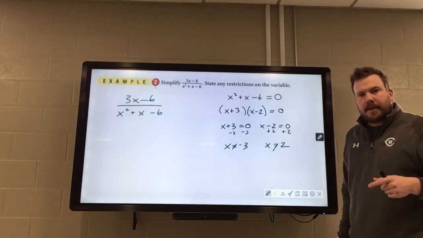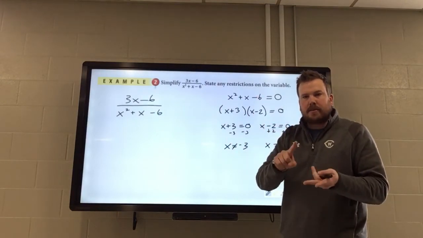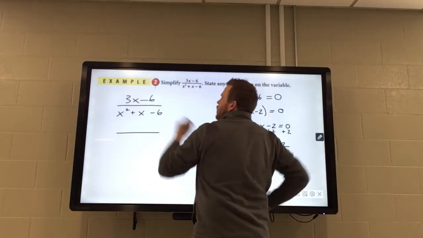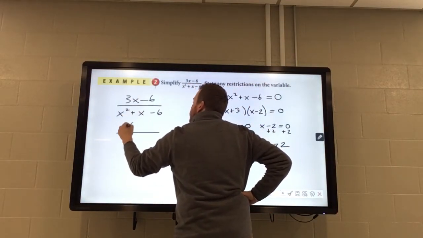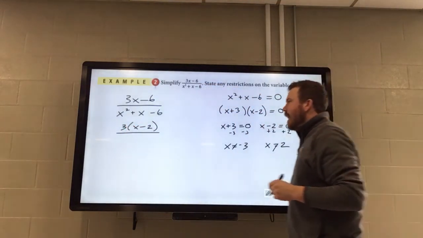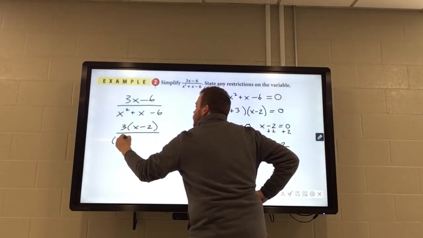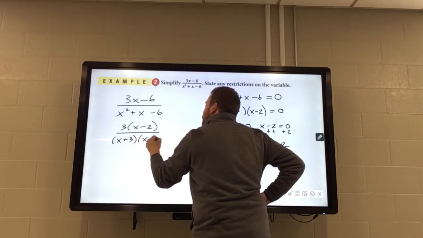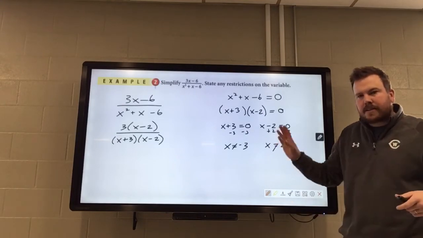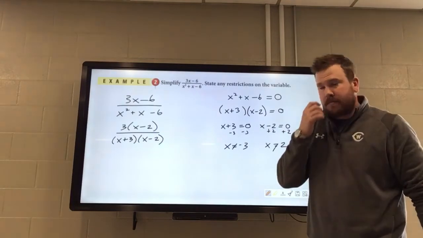So now we need to simplify. In order to simplify this, we need to follow our 3 steps. Factor, cancel, simplify. Let's start by factoring. In the numerator, I can factor out a 3, leaving me with x minus 2. In the denominator, we just factored that right here. That factors to x plus 3 times x minus 2. And now, here's the really fun part. We already had some fun by factoring, but now here's the really fun part. You ready? We get to cancel.